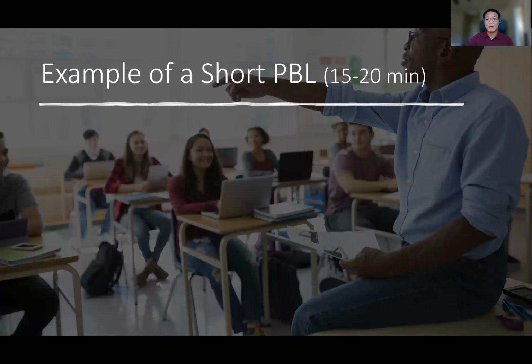Here is an example of a short problem-based learning activity that can last about 15 to 20 minutes, either online synchronously or in-person format. This is to let students practice and apply the concept gained in the previous class or for a flipped classroom design.